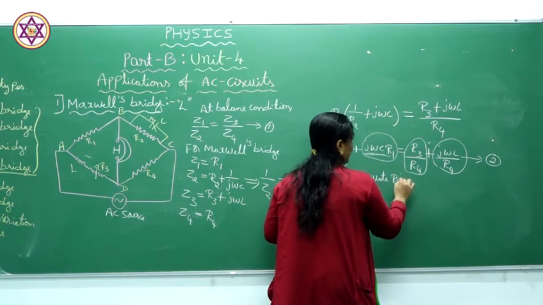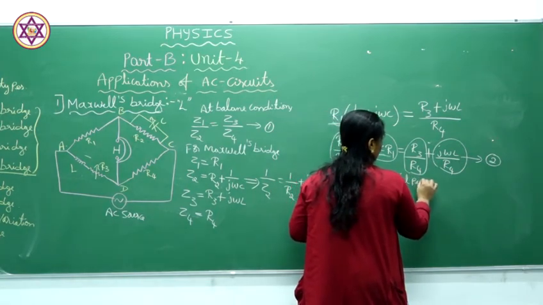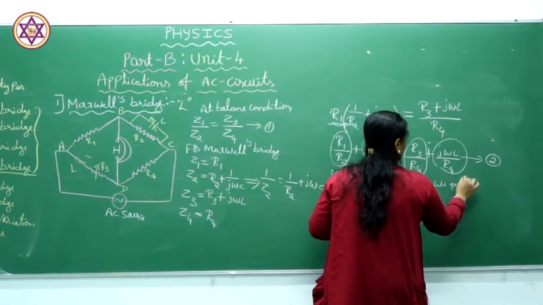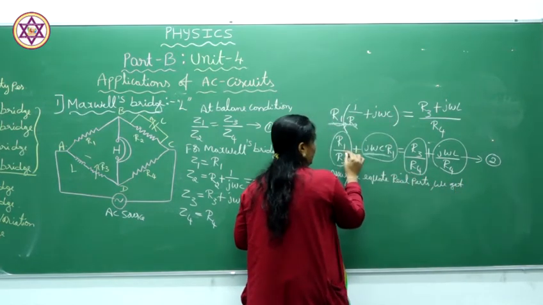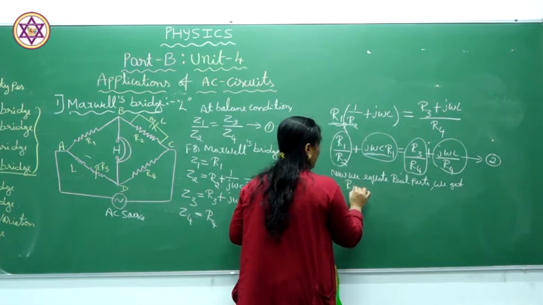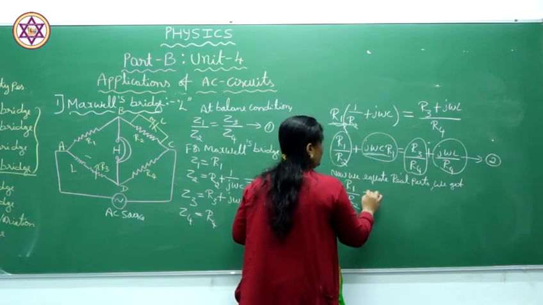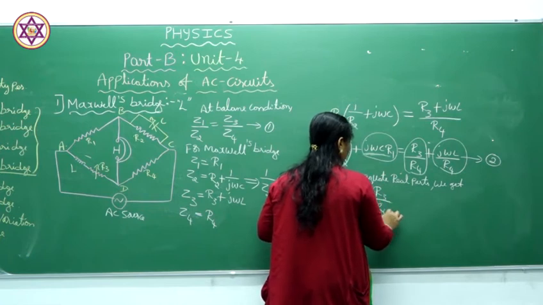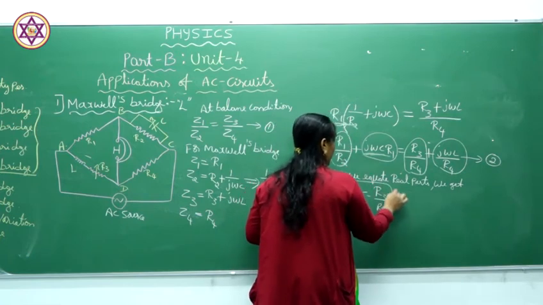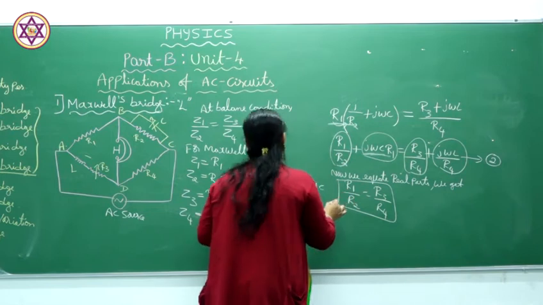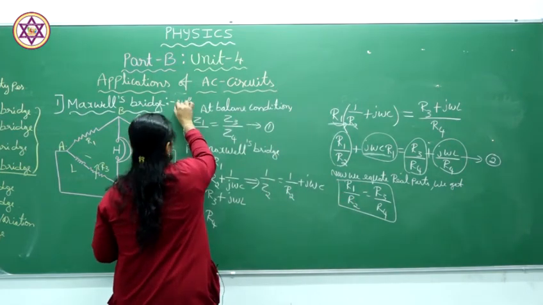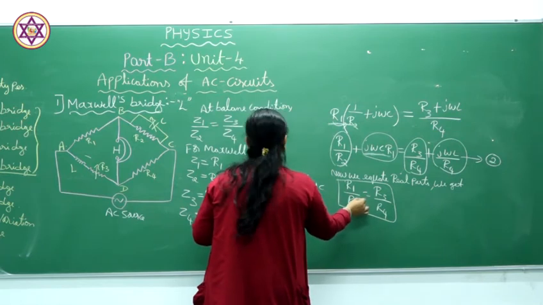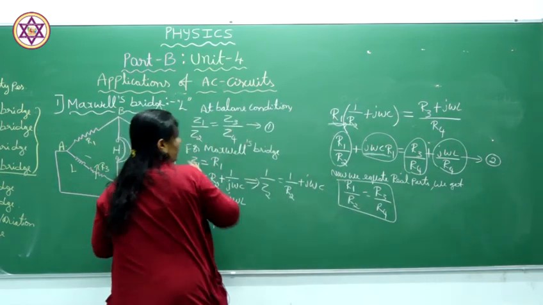Now we equate real parts. If we equate real parts, what do we get? What are the real parts? R1 by R2 should be equal to R3 by R4. So, this is the balance condition for the Maxwell's bridge. Now we get the balance condition. This is called the balance condition for the Maxwell's bridge.